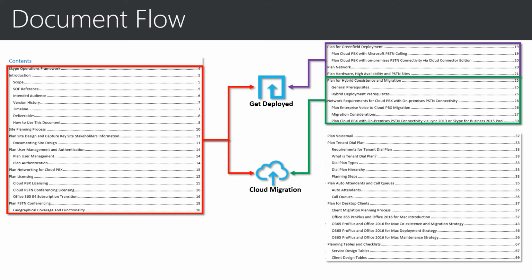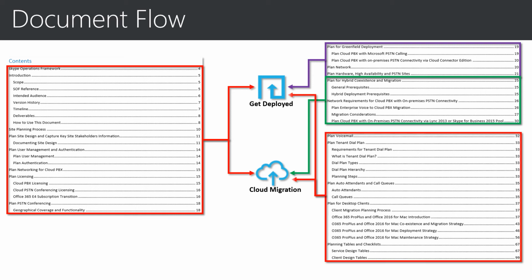The hybrid coexistence and migration section is to be used when migrating from an on-premises deployment to online. The rest of the document covers planning for voicemail, clients, and finally the new features like tenant dial plans, auto attendants, and call queues that are applicable to both greenfield deployments and cloud migration offers. So depending on the scope, you need to work with the sections that are applicable to your scenario and remove the sections that are not relevant to your deployment at all.